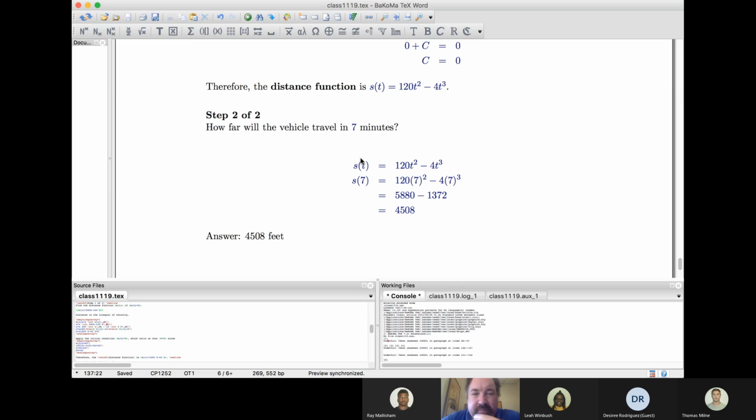If part of a problem asks, how far will it travel in 7 minutes? For that, you substitute in t equals 7. So you just grind it out on your calculator and get your result.